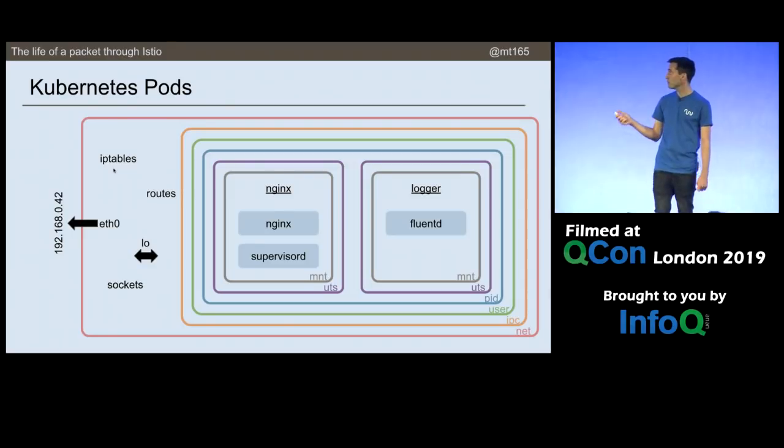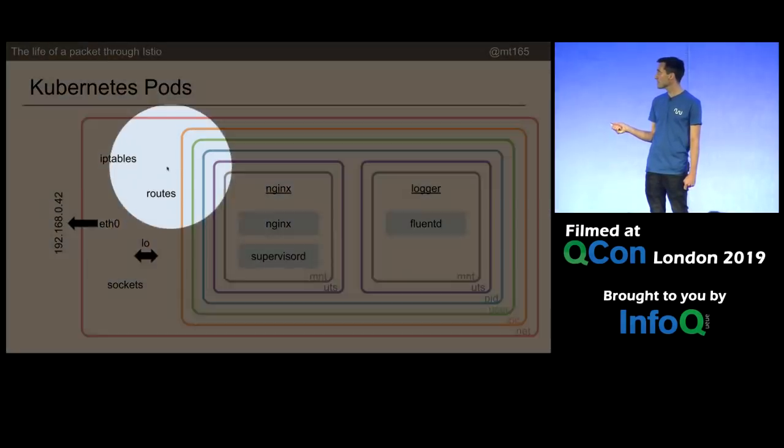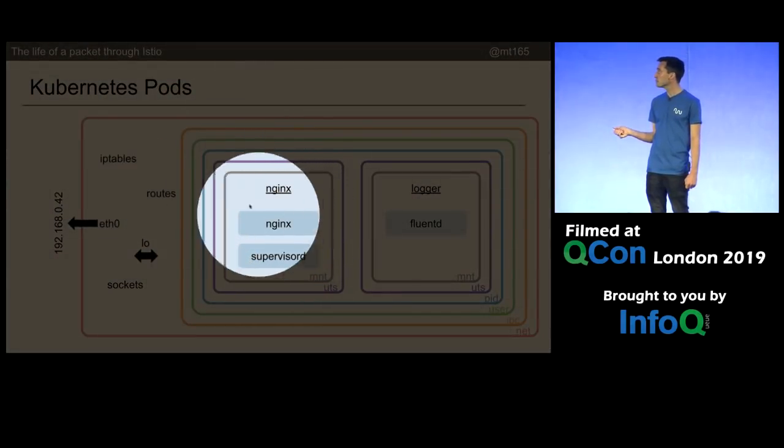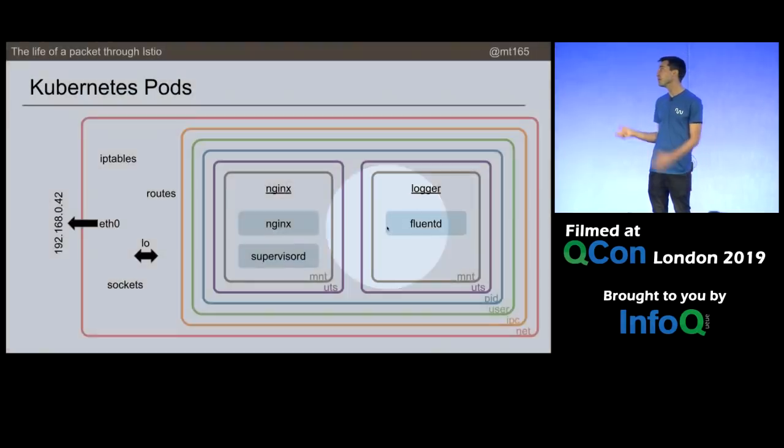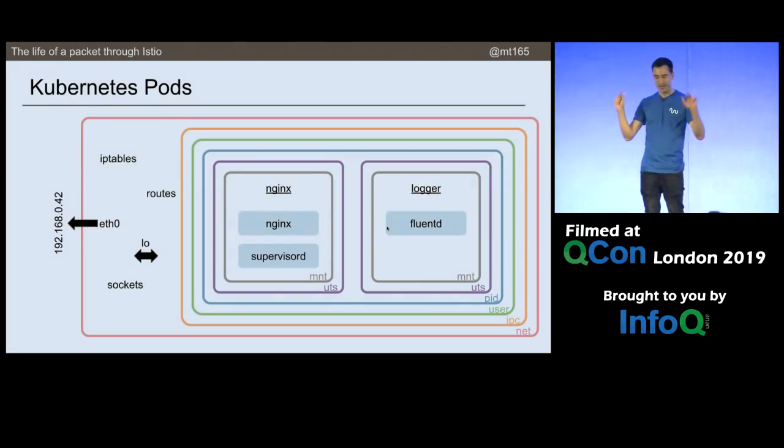So a process in here could set up an IP tables rule that, say, dropped all traffic, and that would drop all traffic coming in and out of this one as well, because they're in this shared network namespace, although they're allegedly 2 separate containers. So Nginx could, for example, bind to 8080 TCP, and then FluentD couldn't, because that socket address is in use.